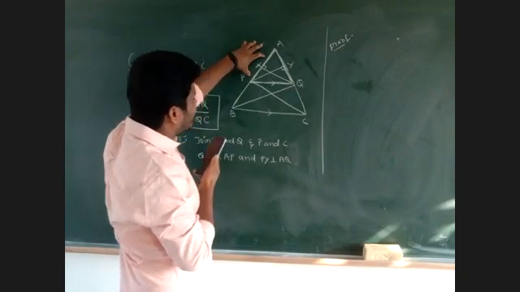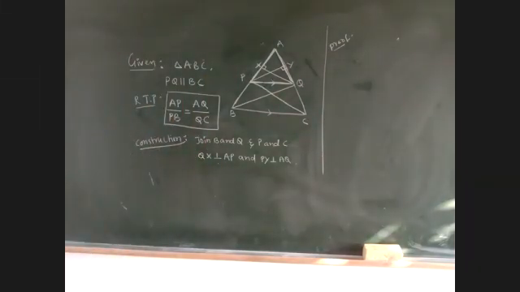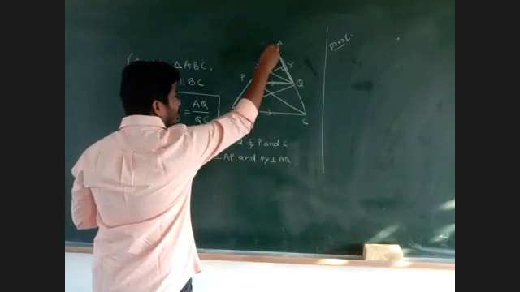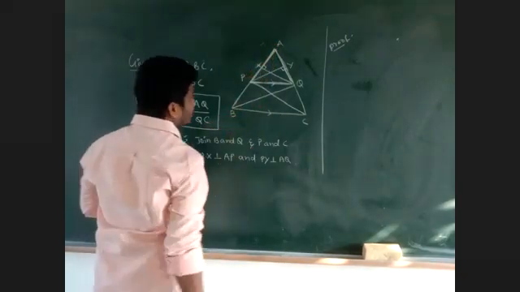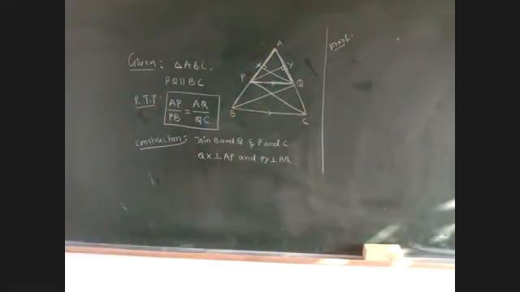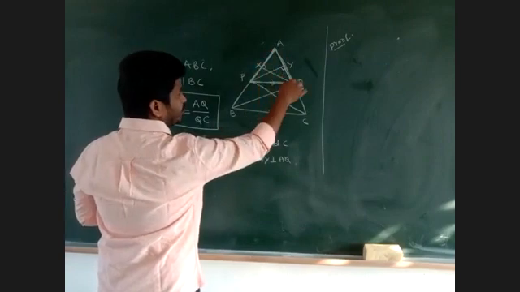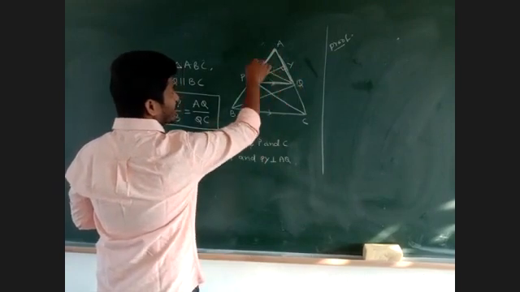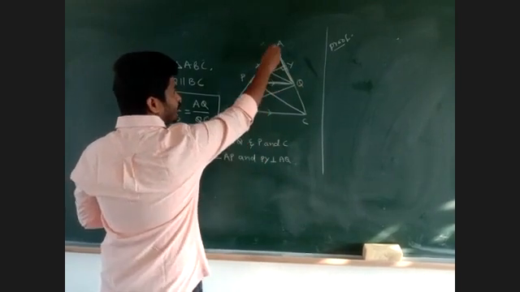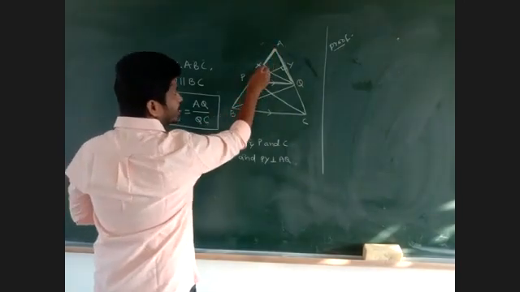Then tell me what is the height? Perpendicular line is nothing but height, right? AP is the base. Then what is the height? QX, sir. Very good. Why? Because this is an acute angle triangle, so the height should be inside of the triangle. QX is the perpendicular line. If AP is the base, QX is the height.